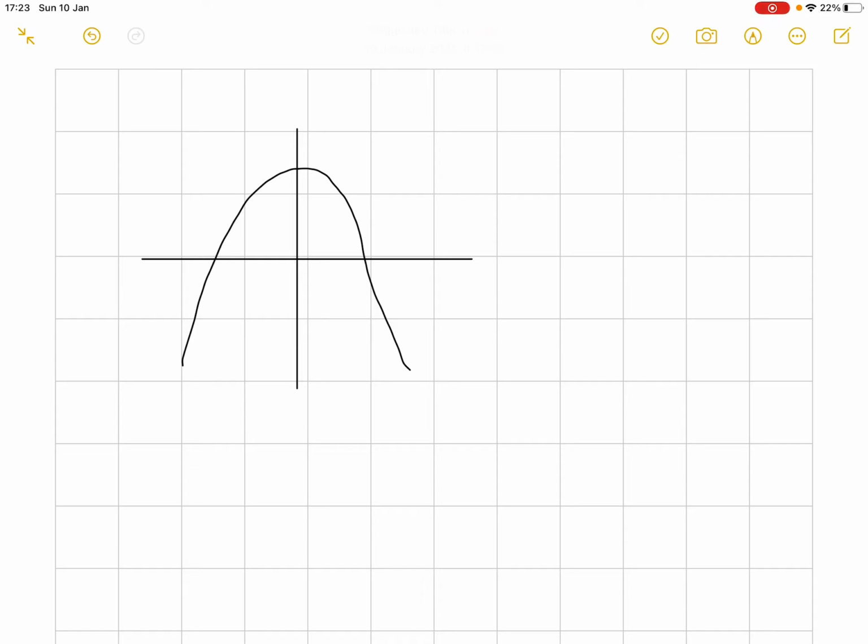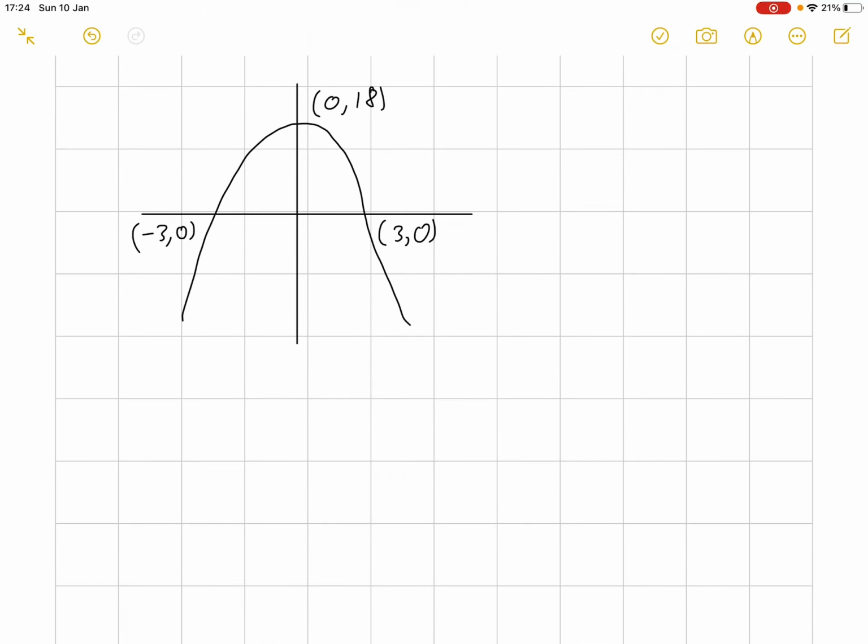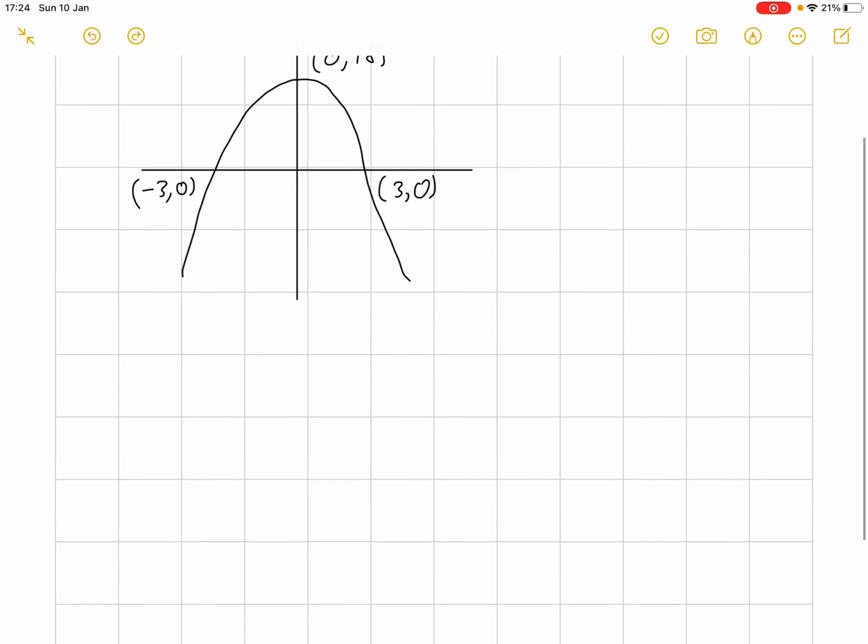Okay, so we have (3, 0), (-3, 0), and (0, 18). Work out the equation of the graph. Well, we can see straight away we have two roots. These points where the graph intersects the x-axis, these are called roots. So there are two roots, and therefore this is called a quadratic graph.